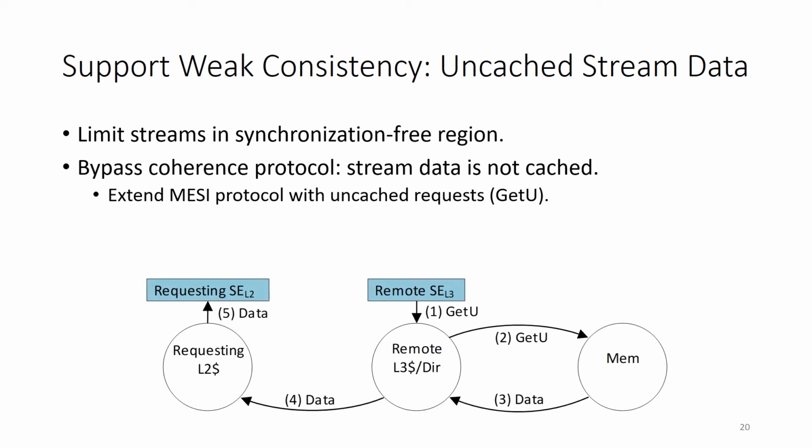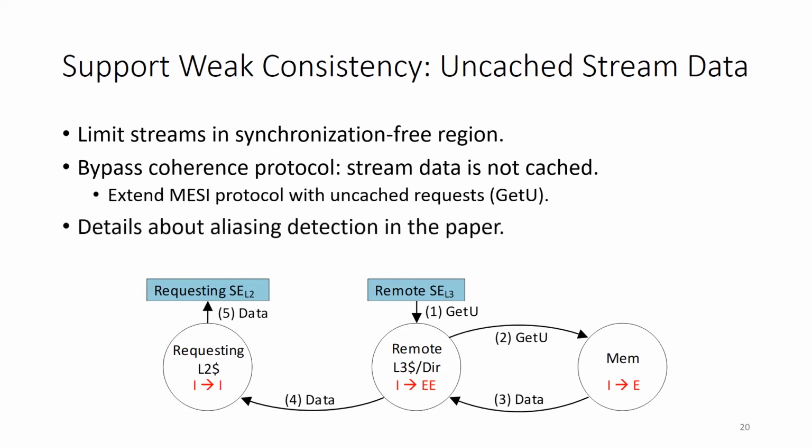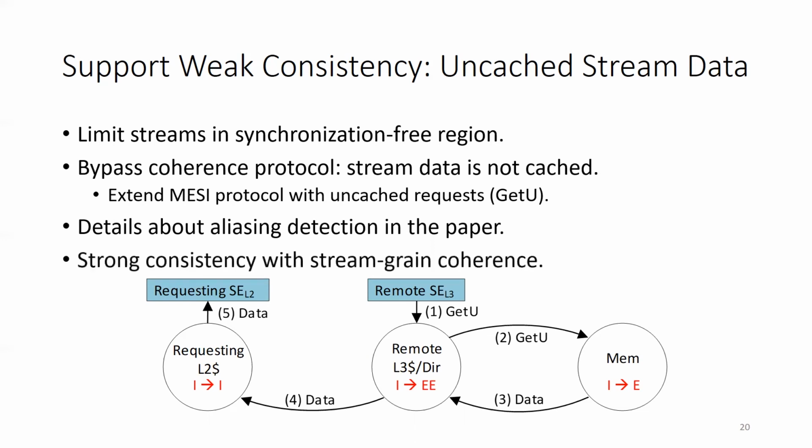Also notice that the private cache is still in an invalid state after receiving the data, as the data is not cached. We still need to detect aliasing from the same core, which is hard as floating streams are decoupled from the core and run in remote L3 banks. Due to time constraints, we leave the discussion in the paper. Strong consistency can also be supported by performing coarse-grain tracking on per-stream state, which we call stream-grain coherence. We also leave this in the paper.